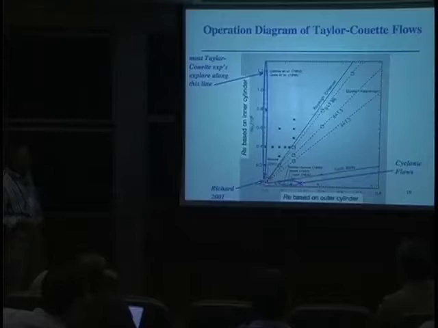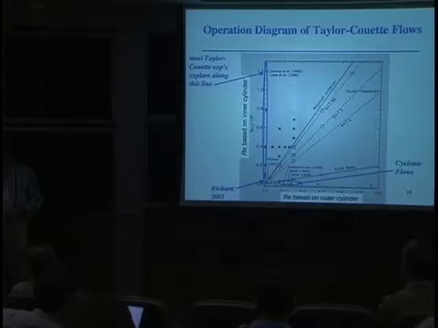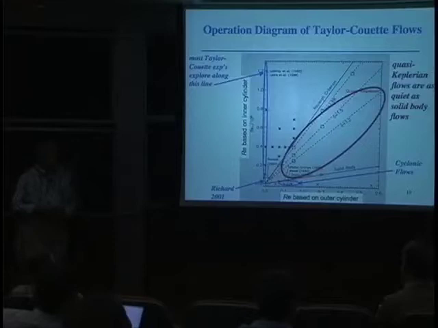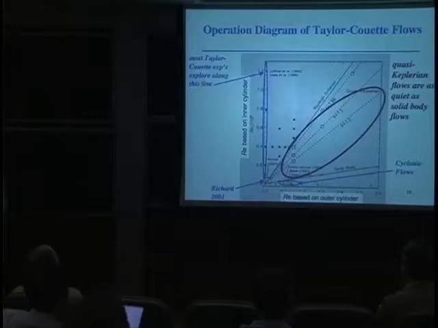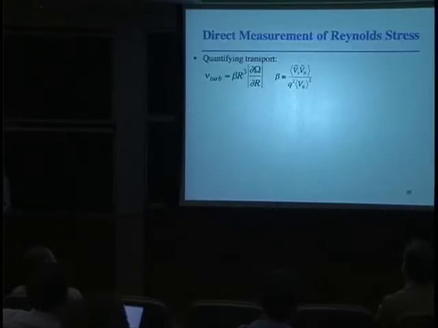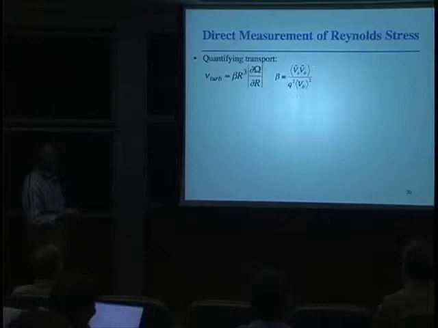So we found those flows are as quiet as a solid body, which is really surprising. But still not good enough to test the idea proposed by Ricardo Zhang. So we went one more step to try and measure the so-called Reynolds stress directly. And that can be translated into a beta value with that formula.